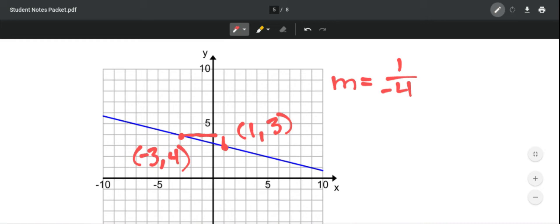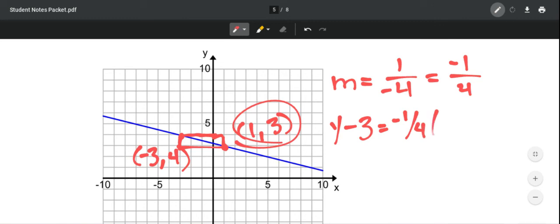If you went down 1, going from left to right, which is probably the more normal way to do it, negative 1, and then I went over 4, it is negative 1/4. So it's the same thing. So negative 1/4 is your slope. I pick 1 point. I'm going to pick this one.